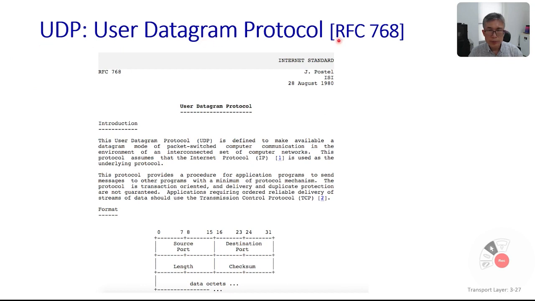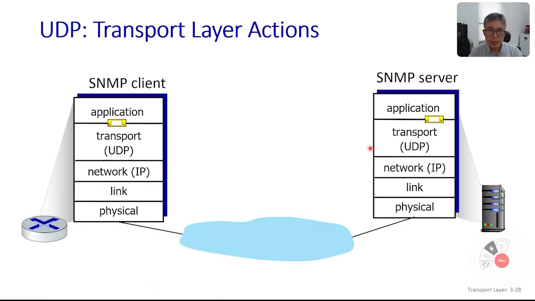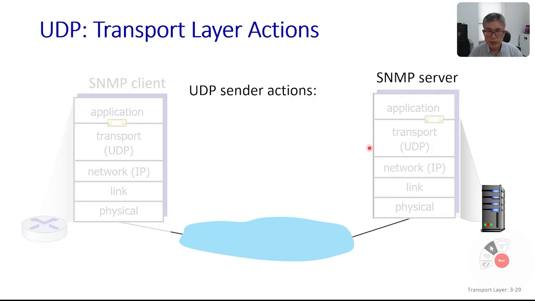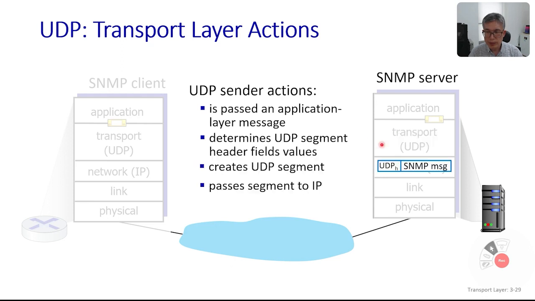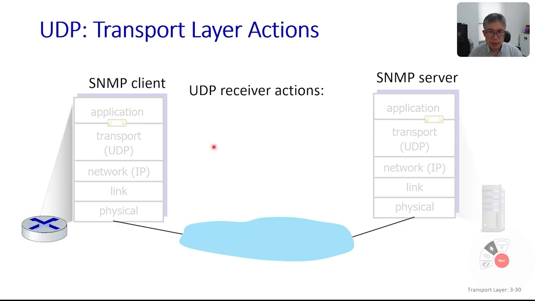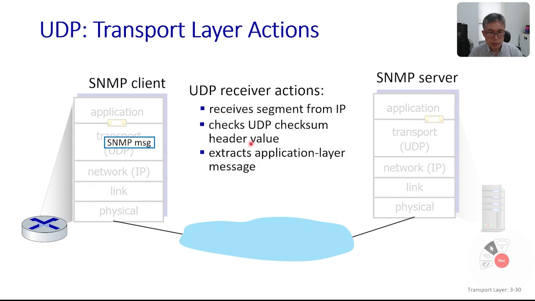UDP, User Datagram Protocol, is specified in RFC 768, and you can get this RFC Internet standard document. Now the UDP transport layer actions. UDP sender action: the SNMP message is delivered, a UDP header is created, and then it is delivered to the IP layer, and the IP network routes this message to the destination SNMP client. UDP receiver action: detach the header, and the payload application layer message is forwarded to the SNMP application.